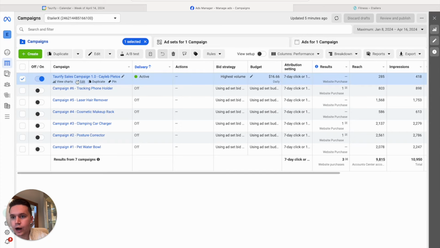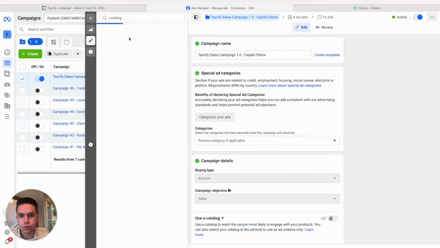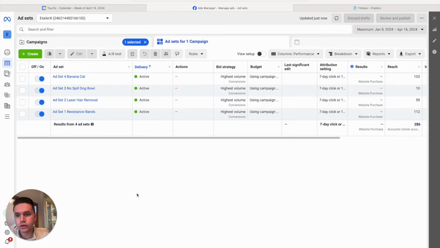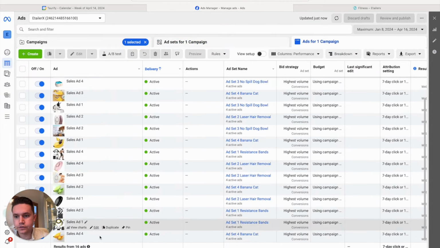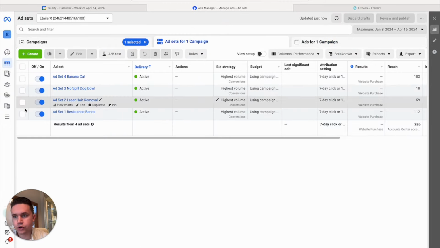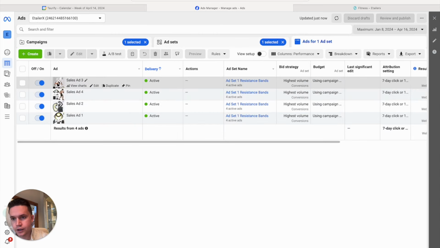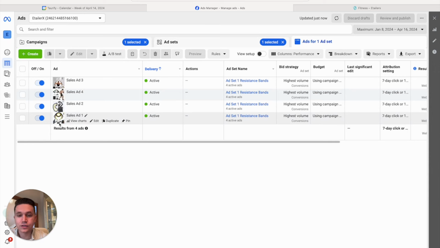So let me show you how I set up the actual campaign. We're running one campaign here so far, and this just launched. This is a sales campaign. One campaign, 4 different ad sets. Each ad set is one product each. And then we have all of the creatives for each. So there's going to be 4 creatives per product. For example, the resistance bands have 1, 2, 3, 4 different creatives.